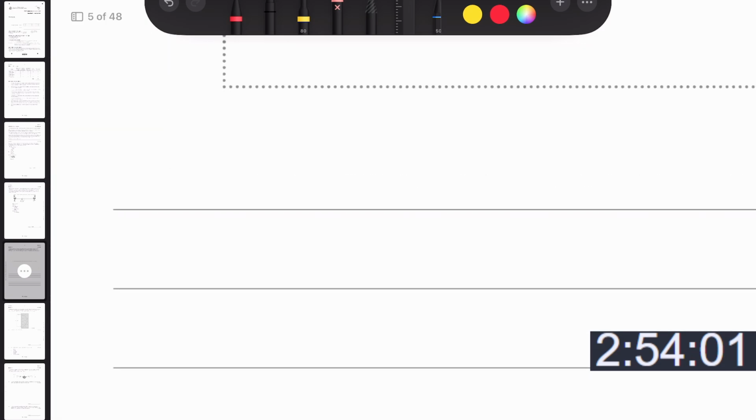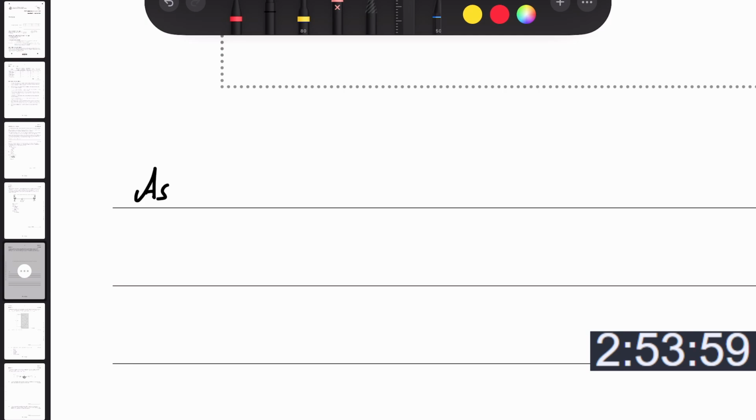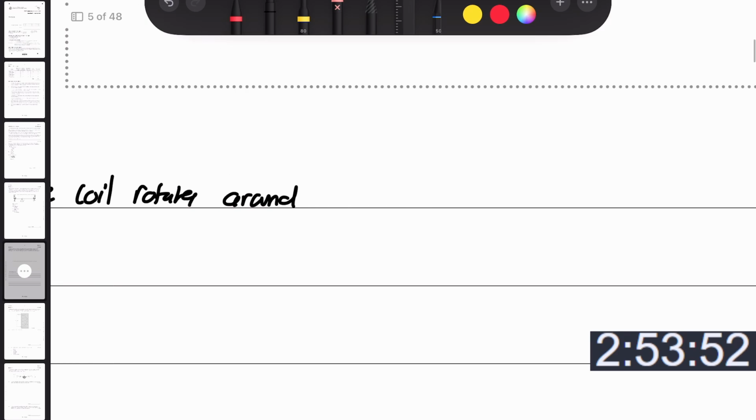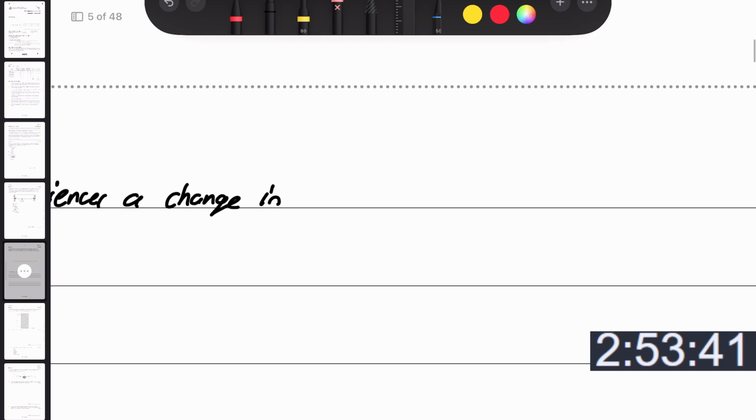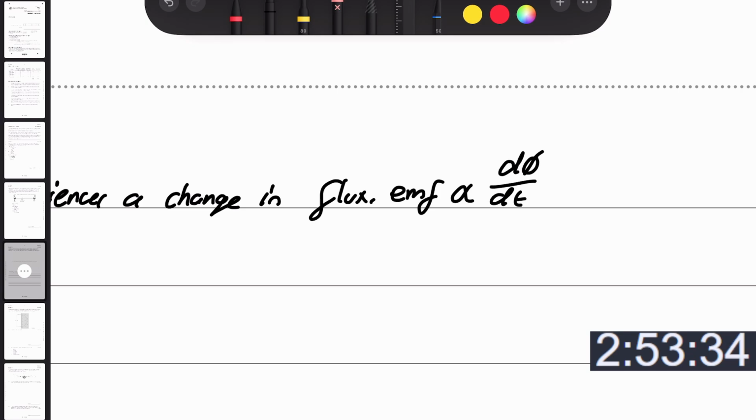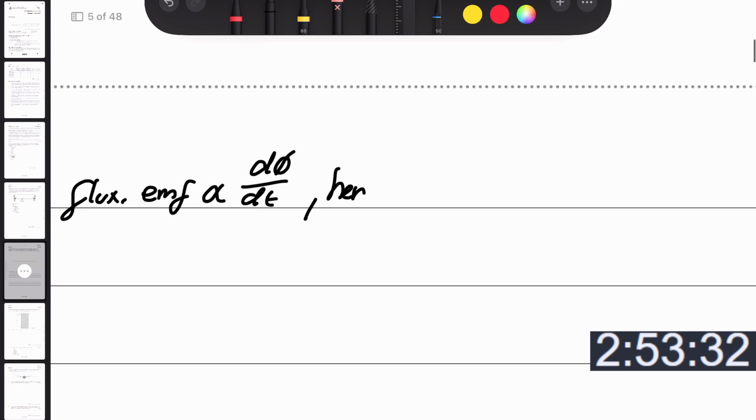So there's slip rings, carbon brushes, and a coil rotating. So I think I'm gonna say, as the coil rotates, it experiences a change in flux. And I'll say EMF is proportional to dΦ/dt, hence an EMF is induced.